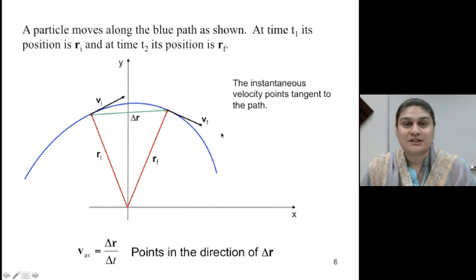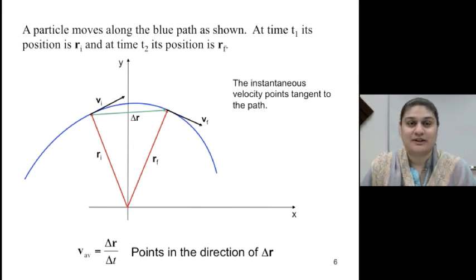For average velocity, we will now have to find delta r, which is a change in position from ri to rf, and this is going to tell us what the average velocity of these 2 points is going to be. And note that this points in the direction of delta r. Since velocity is a vector, we are going to use a displacement that is also a vector quantity.